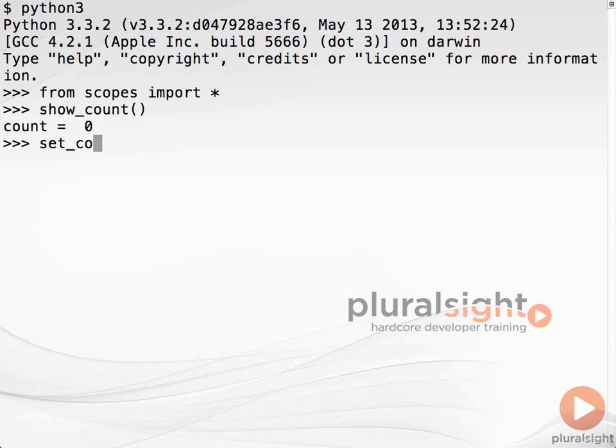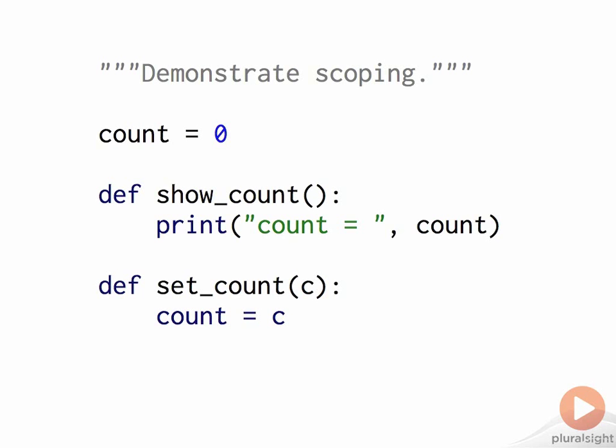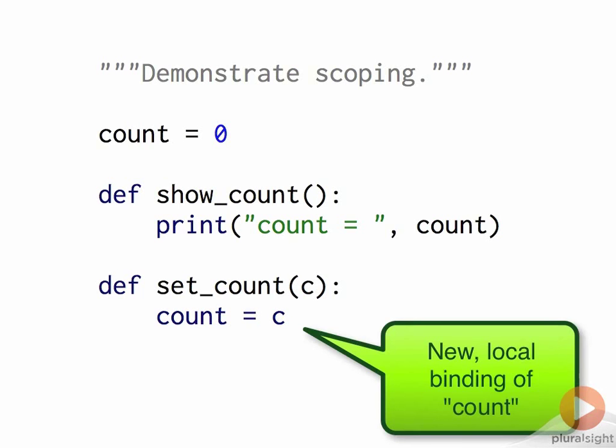Now we call set_count with a new value, and call show_count again. You might be surprised that show_count displays 0 after the call to set_count, so let's work through what's happening. When we call set_count, the assignment count equals c binds the object referred to by the formal argument c to a new name, count, in the innermost namespace context, which is the scope of the current function. No lookup is performed for the global count at module scope. We have created a new variable which shadows, and thereby prevents access to, the global of the same name.